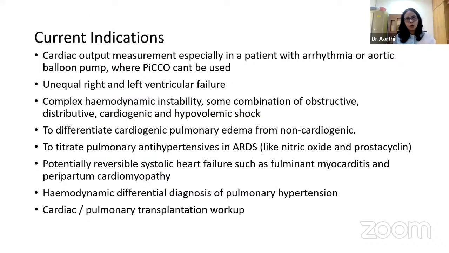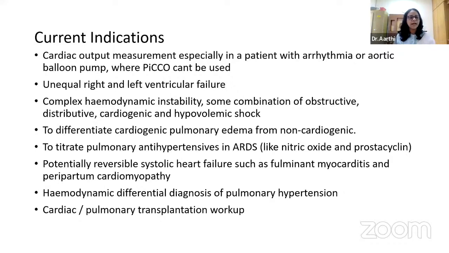So with so many complex scenarios, so many observed variations, and a lot of technical difficulties, why do we still rely on pulmonary artery catheters? There are certain indications where the pulmonary artery catheters will give us additional information about the patient's hemodynamic status. For example, cardiac output measurement, especially in patients with arrhythmias or an aortic balloon pump, where other invasive hemodynamic monitoring devices cannot be used, the pulmonary artery catheters can give us an insight about the hemodynamic status of the patients.